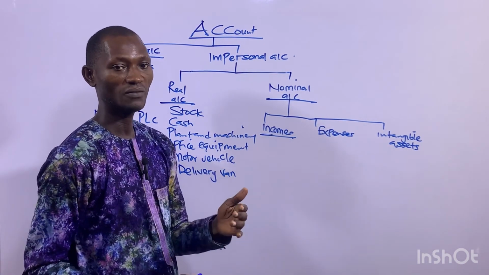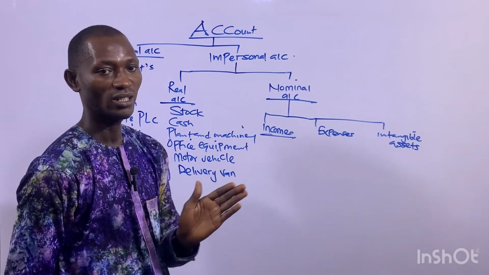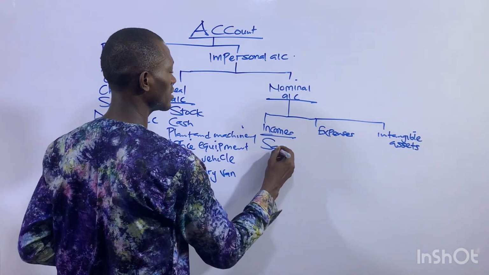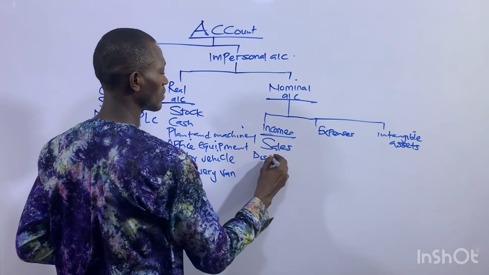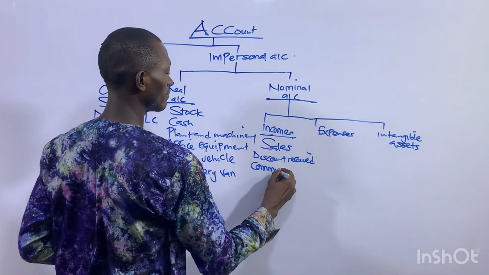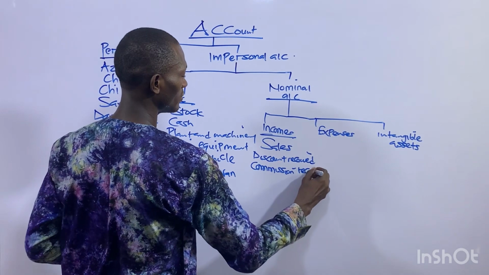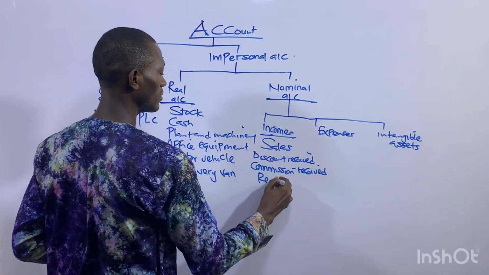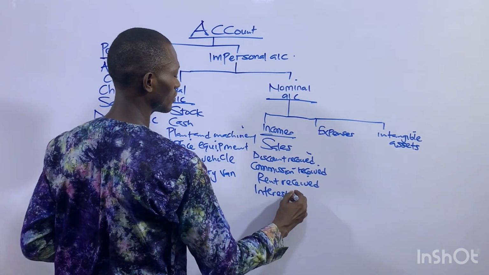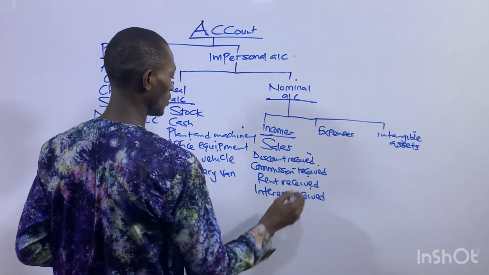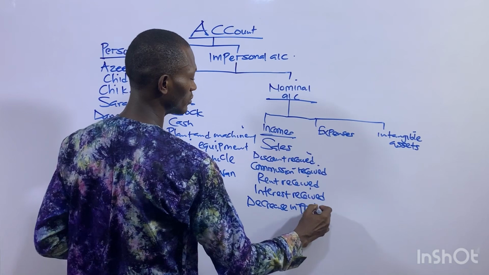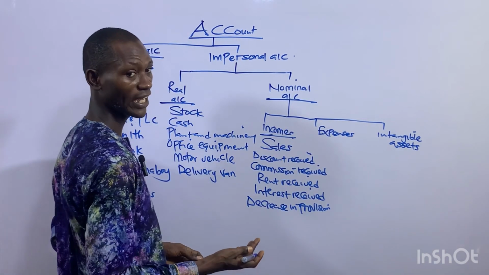Under incomes, which is the same as revenue, we have already said that the revenue of a firm can be gotten from operating activities, that's the normal trading activities of the business, investing as well as financing. So examples of income, we have sales accounts, discounts received accounts, commission received, rent received, interest received, decrease in provision, and the list is endless.